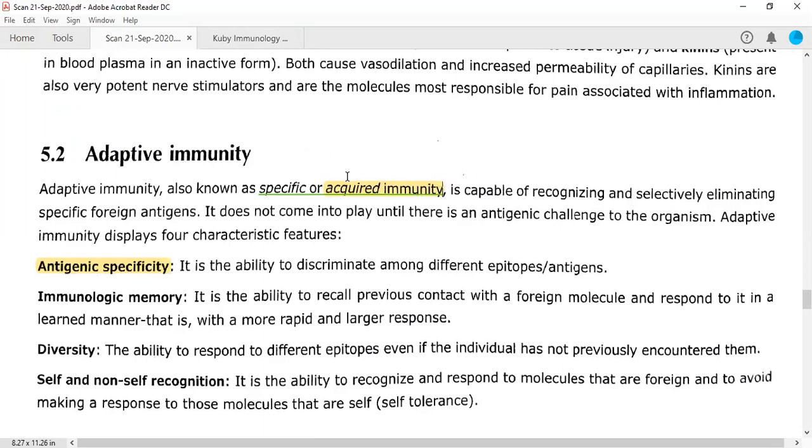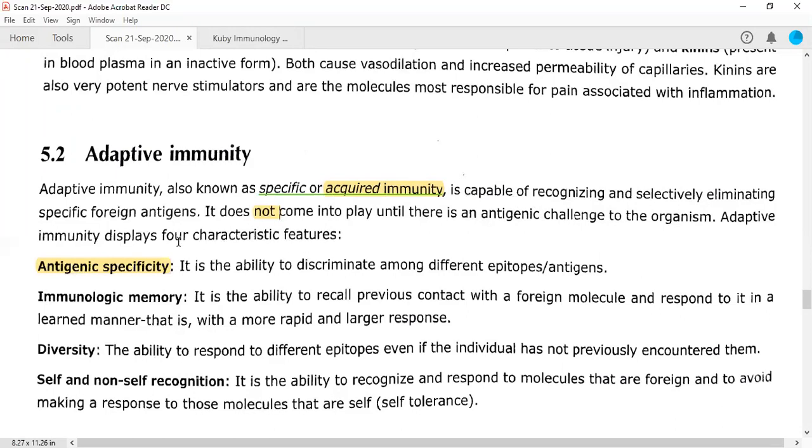इसको acquired इसलिए ही बोलते हैं क्योंकि ये तब तक काम नहीं करता जब तक कि कोई antigenic response, मतलब एक तरह से challenge या कोई infectious particle body को encounter नहीं करता. So it does not come into play until there is an antigenic challenge to the host organism.